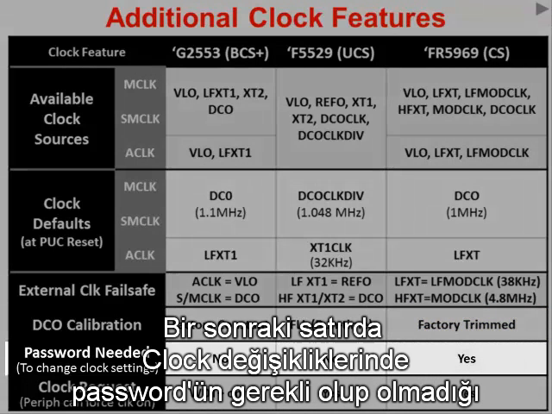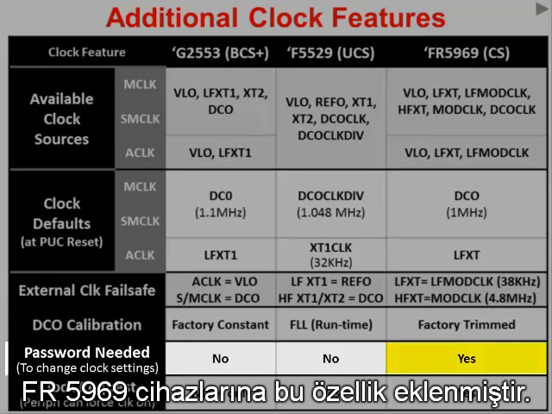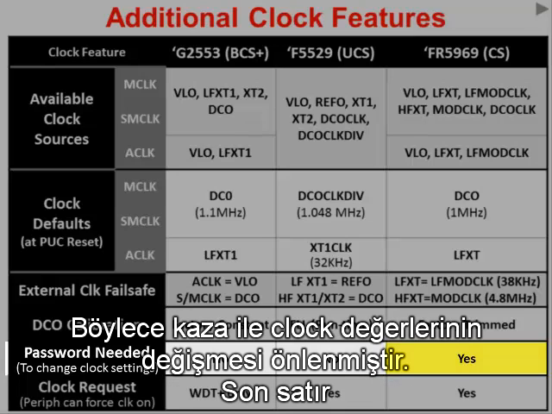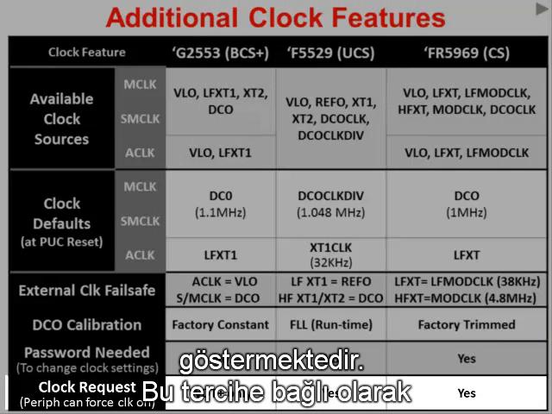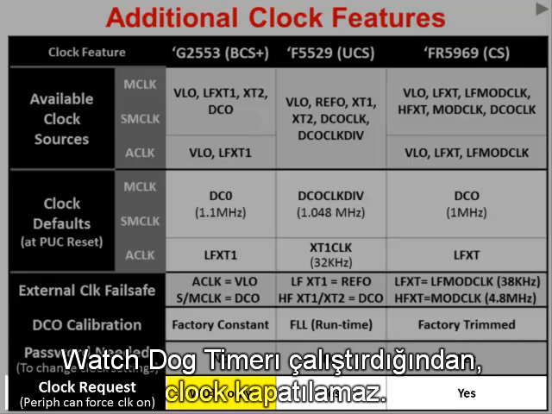The second last row just specifies whether you need a password in order to configure the clock settings or not. On the FR5969 devices, they've added that feature so that you can't accidentally change the clocking of the system. The last row is called clock request. What it basically asks is, can a peripheral keep a clock on? On the value line device, the only thing that we have is that you can't turn off the clock which is supplying the watchdog timer. That's the only such feature it has.